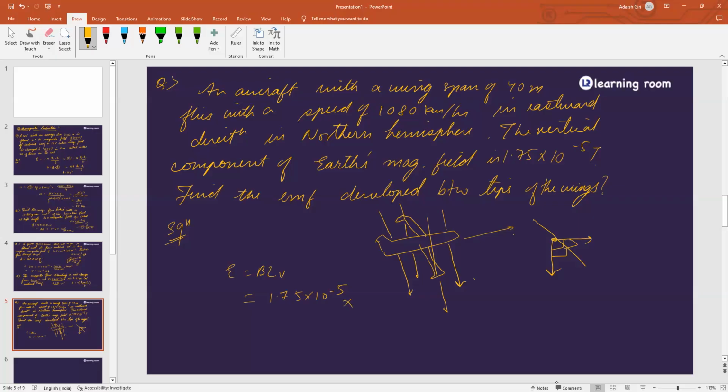B into length, length is 40 meters, and velocity you have to convert into meters per second. So 1080 kilometer per hour into 5 upon 18 will give you 300 meter per second. Into 300, this will give you 0.21 volts.